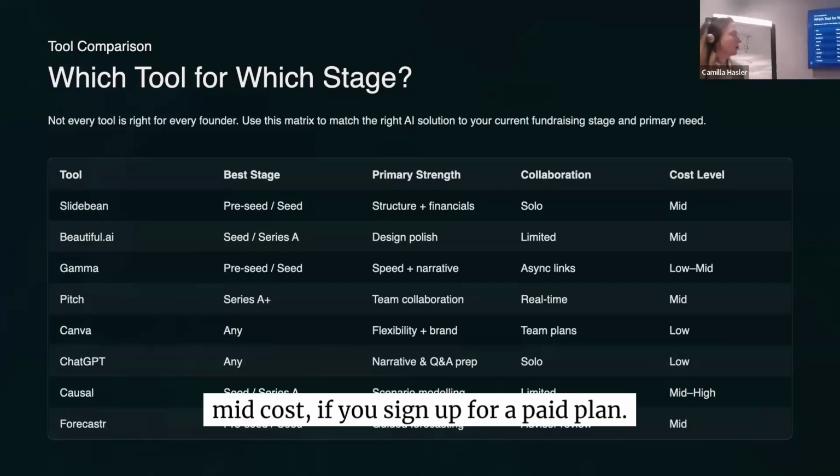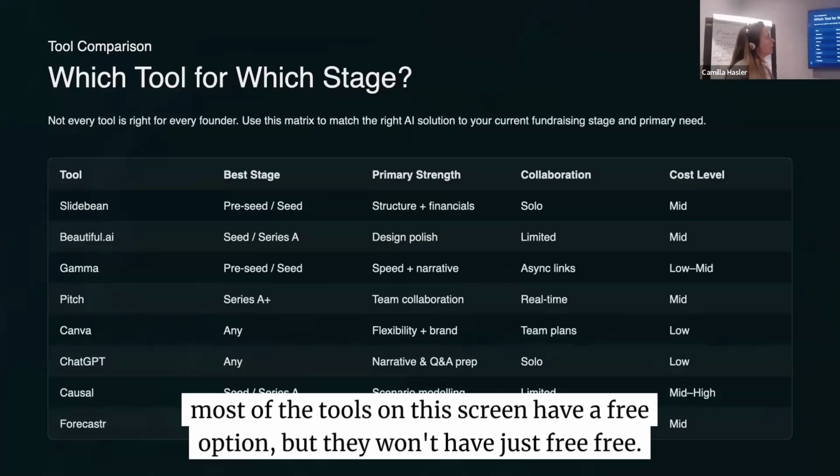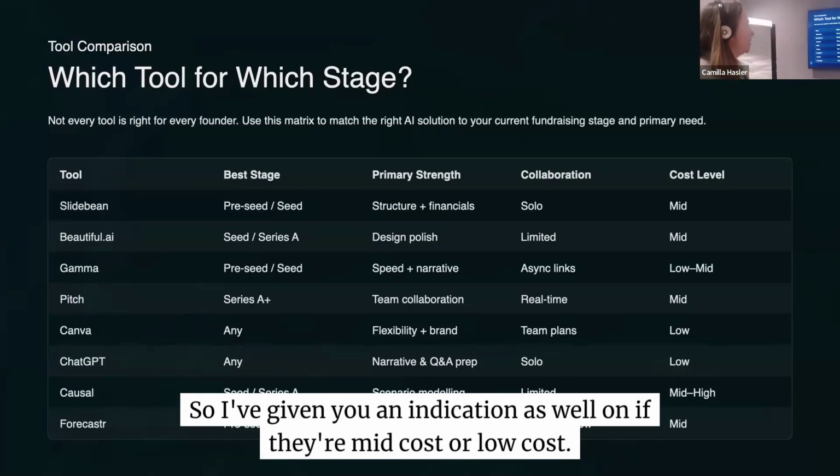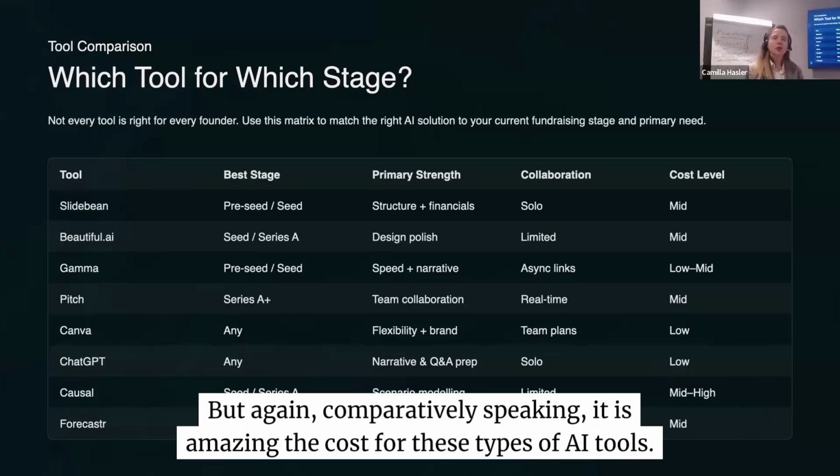If you sign up for paid plans, most of the tools on the screen have a free option, but they won't have just free. So I've given you an indication as well on if they're mid cost or low cost. But again, comparatively speaking, it is amazing, the cost for these types of AI tools.